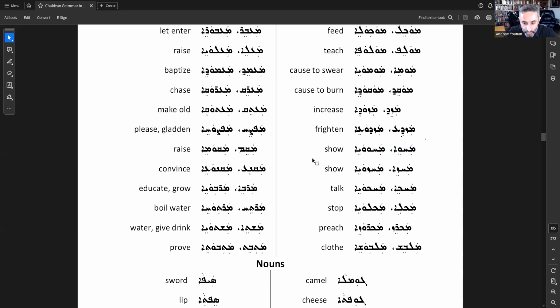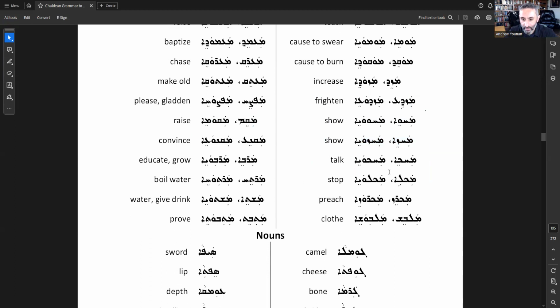Maghze, maghzoye is also to show. The root is ghza, to see. Maghze is to make somebody see. Mahke, mahkoye, talk. Okay, this is an exception. This is not actually a causative. There's no root hka. So this is just the word for talk. Mahke just takes a causative form, and that's the only version of this root that's currently being used. Maybe there's some ancient root haki, but right now there isn't one.